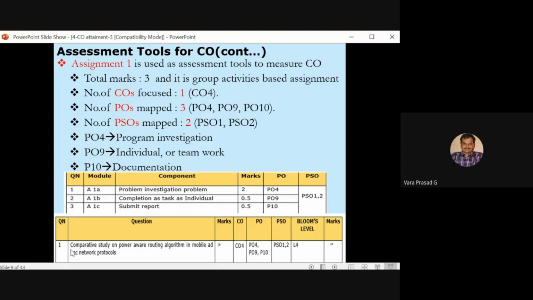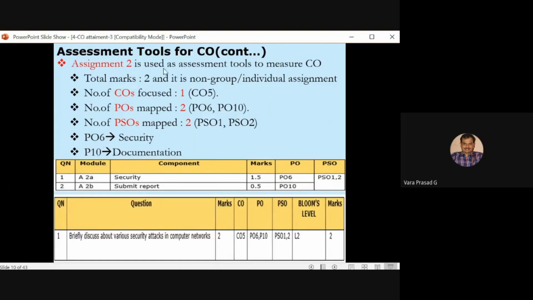I already told that the faculty member will give some sort of research problem to a group of students. What the students have to do is do the task in a team. They have to refer to more than 10 to 15 research papers as a team. Then they have to submit their report as a team. The marks are like that. So we are targeting PO4, PO9, PO10. These are the UG engineering program graduate attributes.